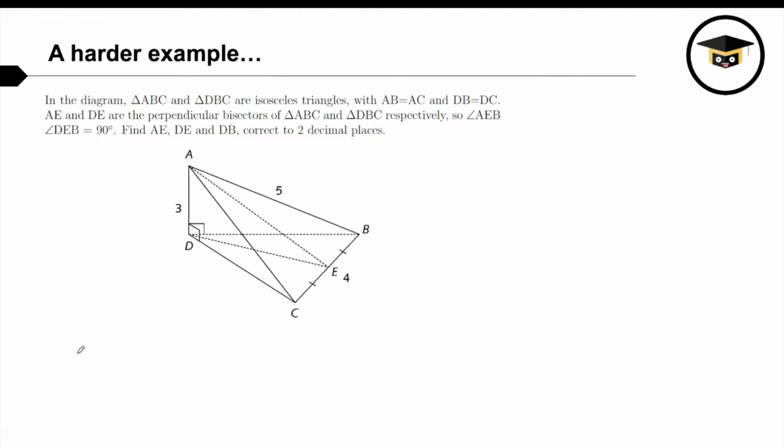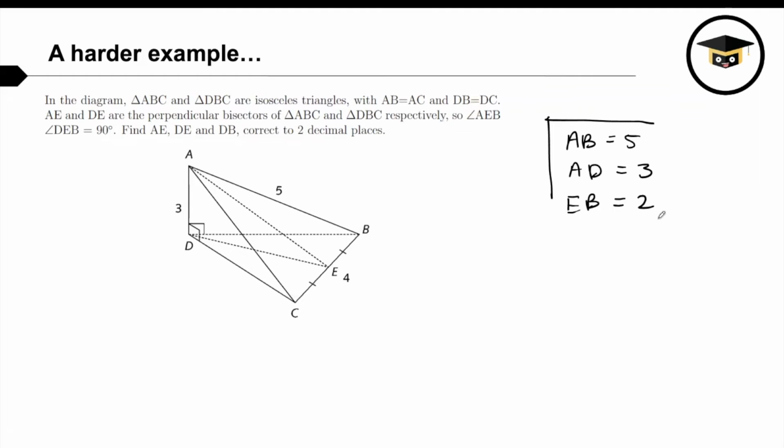So now let's move on to a harder example. Before we even attempt this example, I just need to give you a couple of quick pointers because it is a bit ambiguous on our diagram. So we know that AB is given as 5. We know that AD is given as 3. And we know that EB is given as 2.